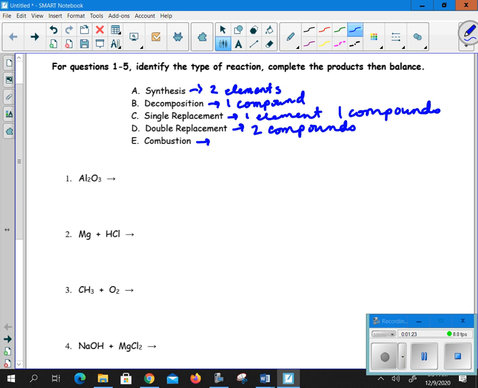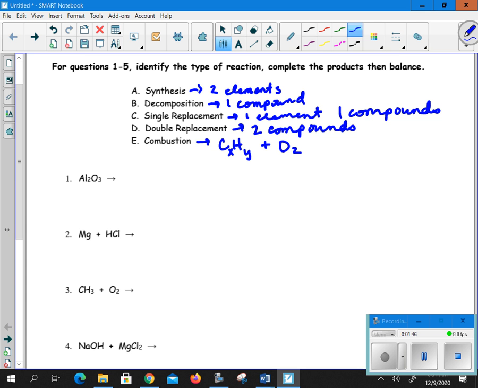And combustion will always be some sort of hydrocarbon, which is a compound that has carbon and hydrogen in it. It could have values as subscripts or not, it'll be either one. And oxygen. That's always what your reactants will be for our purposes.